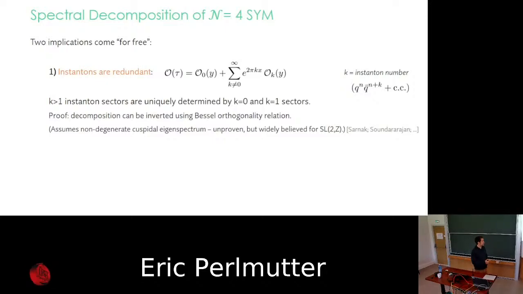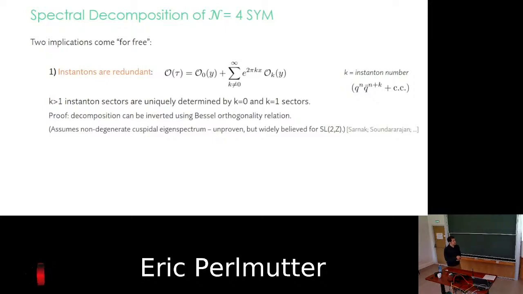I should emphasize that this assumes that the cuspidal eigenspectrum is non-degenerate. Right? If it were degenerate, then you'd have to disentangle the different overlaps that you're reconstructing by this inversion procedure. This is unproven, but it's widely believed in the math community for SL2Z. And these papers and many, many others talk about this, assume it in the process of proving various other things. But it's not been proven. It would be nice to prove this.